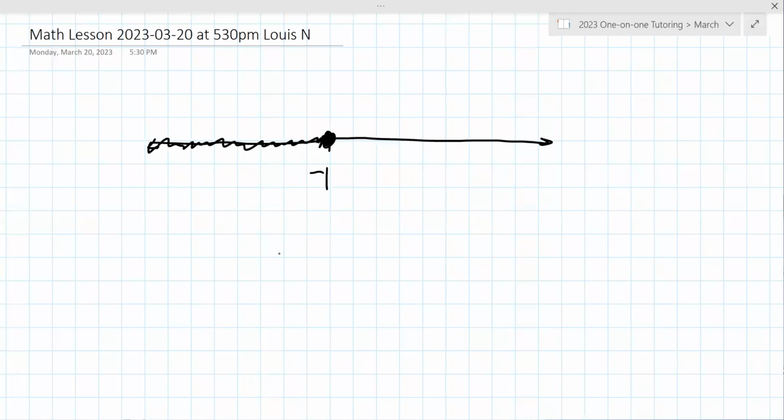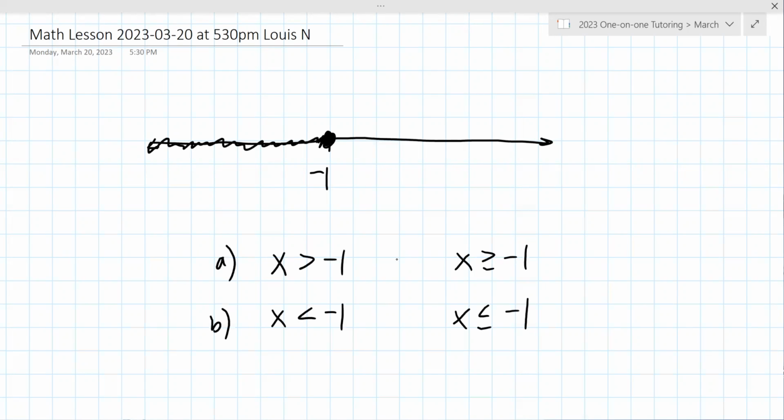Okay, so let me give you the options here. X greater than -1, X less than -1, X greater than or equal to -1, X less than or equal to -1. Which of these is correct? A, B, C, or D? And X is the filled in circle.